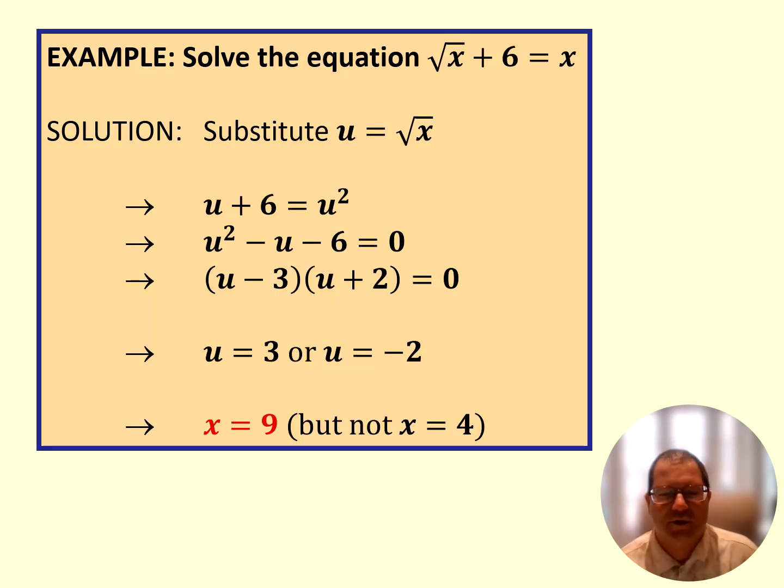We're now going to look at solving quadratic equations where you don't have an x squared and an x, or different variables, where one is squared and one isn't. But in this case, we have root x plus 6 equals x.